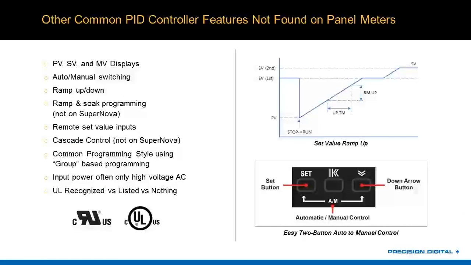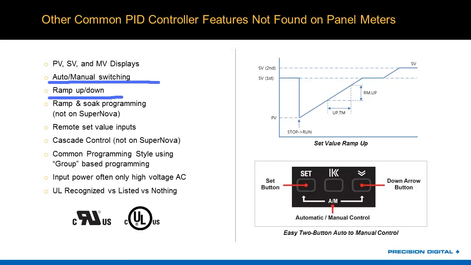Other common PID controller features that you won't find in panel meters. We'll go through this slide fairly quickly here. Process variable, set value, and MV displays. We talked about that. You've got more on your display than just your PV, which is what you'd have on, say, a Trident. Auto manual switching, we spoke about that.